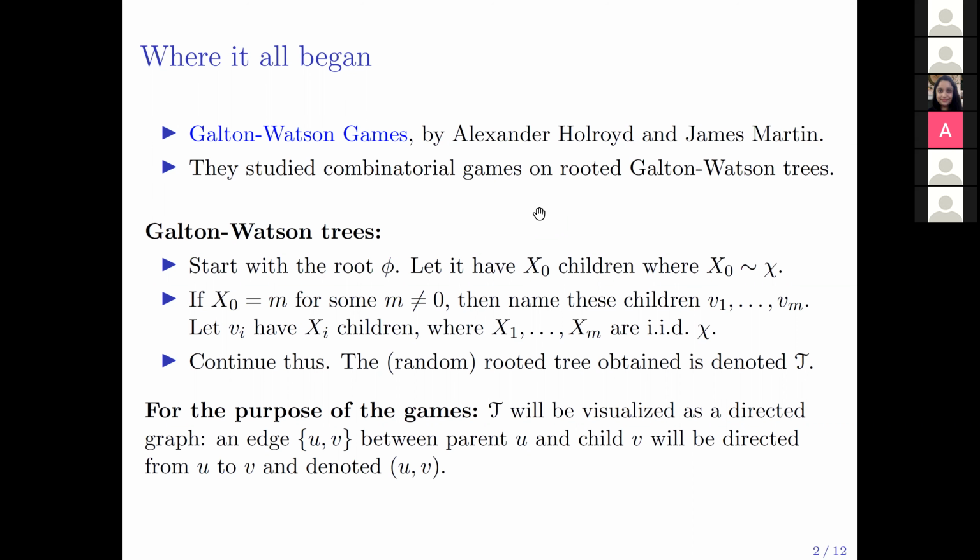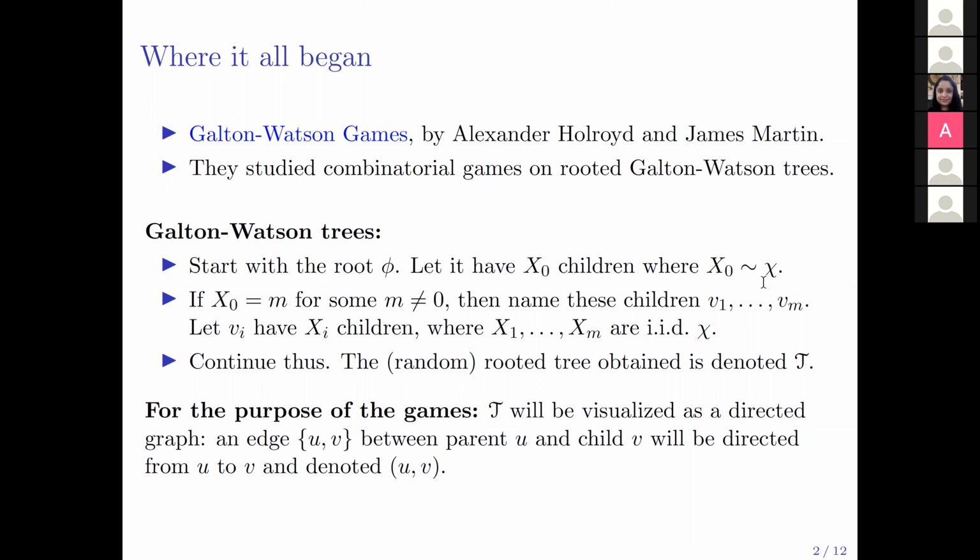So the idea is as follows. You start with a single individual called the root, which I denote by phi, and then you let it have a random number of children. Let's say that x naught denotes its number of children. So x naught will follow a certain distribution. This is known as the offspring distribution.